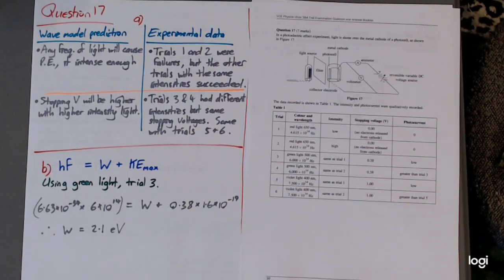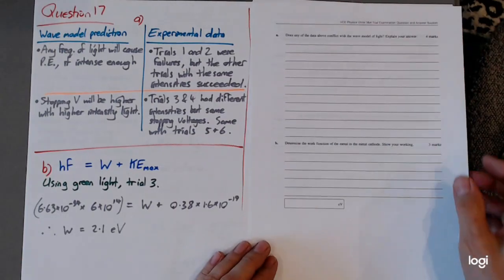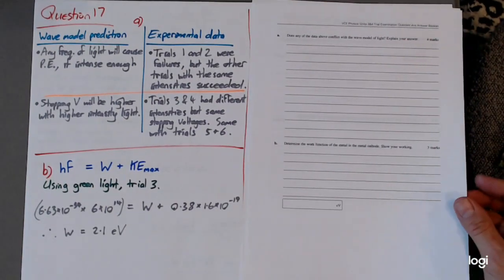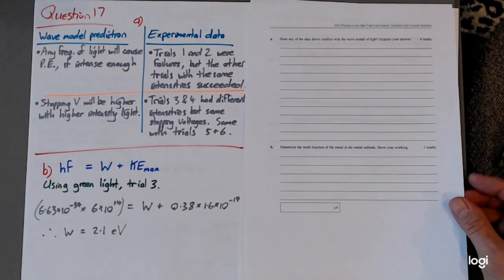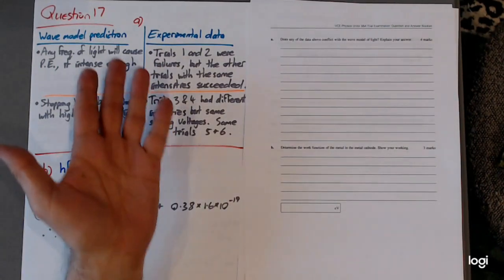Now to the question. A, does any of the data above conflict with the wave model of light? Explain the answer. Okay. Best way to do this is to tabulate it.